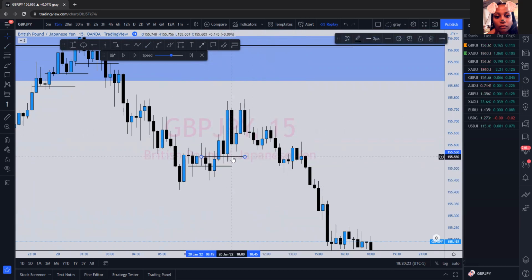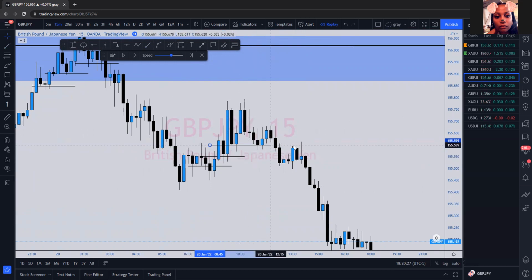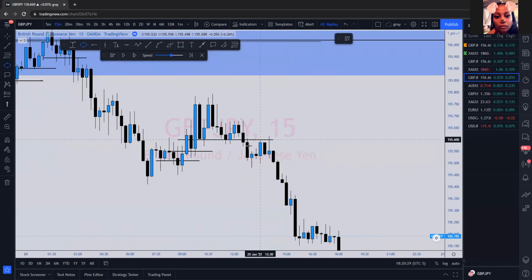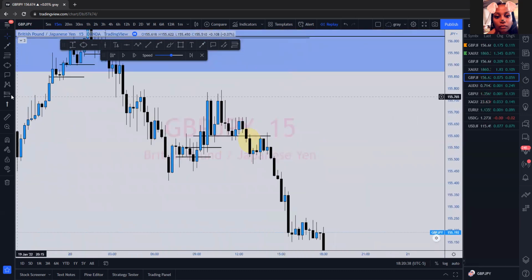Higher lows being maintained, higher lows being maintained. Let me drag this over. Then we see right here, we have the bearish candle coming over the support line, and then we have this bearish candle to completely confirm it.